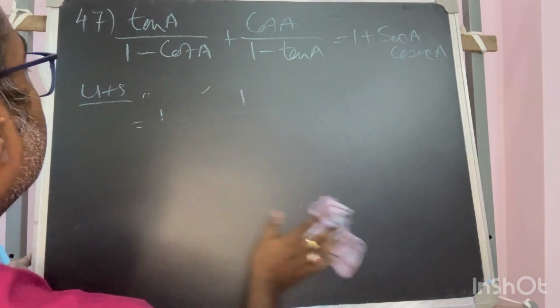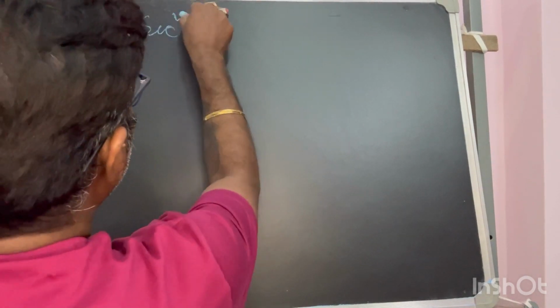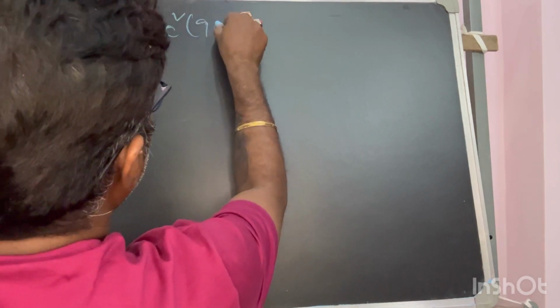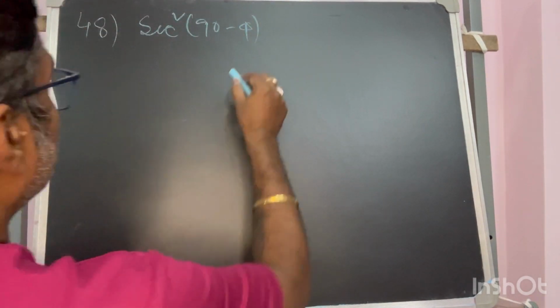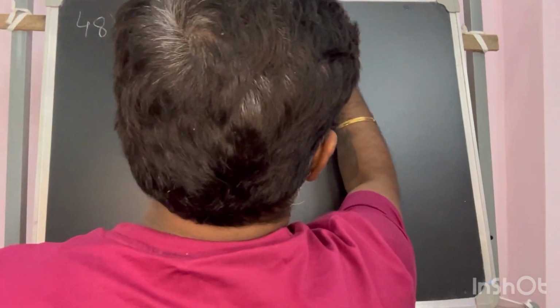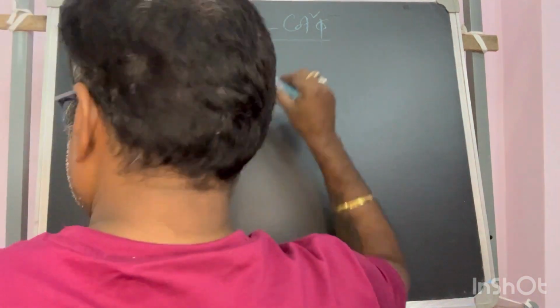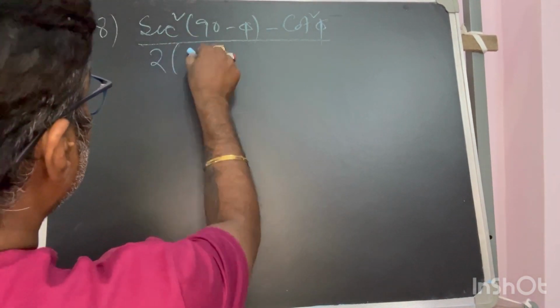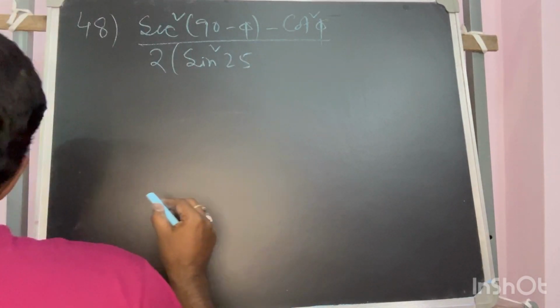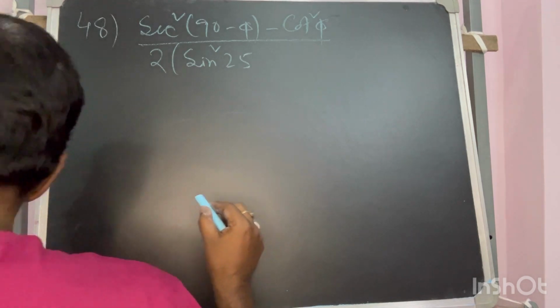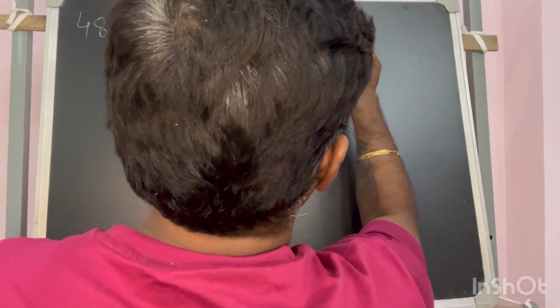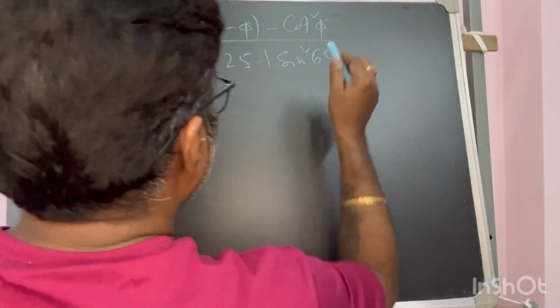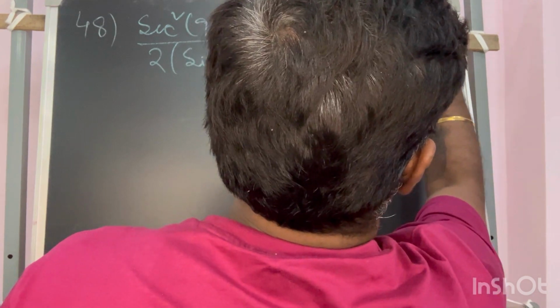So I'll move into problem number 48. I have done 47, so 48. Sec square (90 minus 5) minus cot square 5, divided by 2 into sin square 25 plus sin square 65. You have to evaluate this. What would be the value?